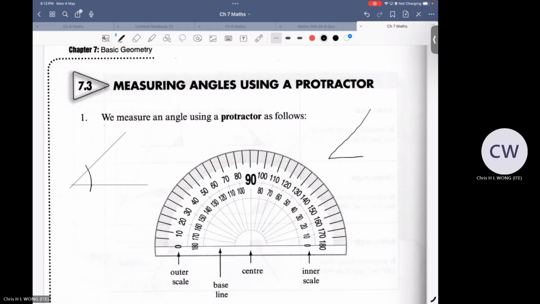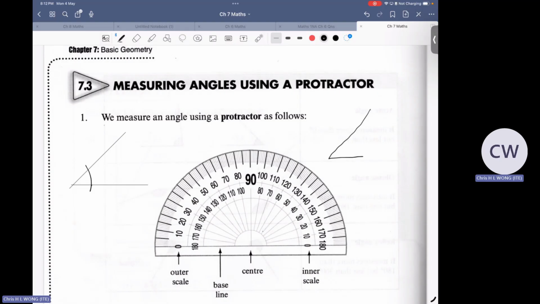If you don't use a protractor, you cannot guess. Even if you guess 36, it's still wrong. I don't even need to measure, yeah, still wrong. You need a protractor. But so far, in the exam it has never come up. They have never asked you to use a protractor to measure. But that doesn't mean it will not come out in your paper.